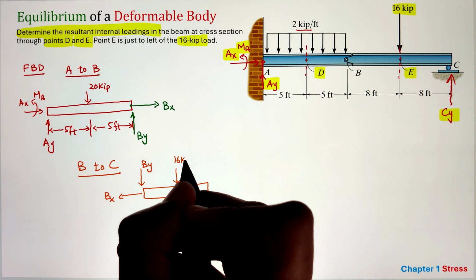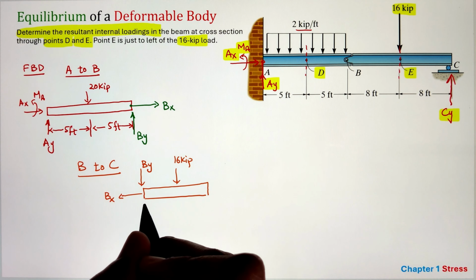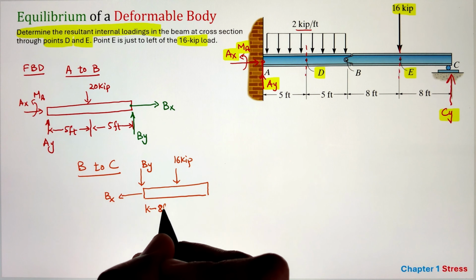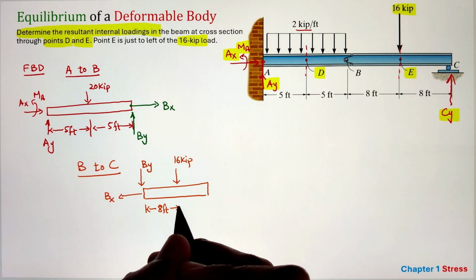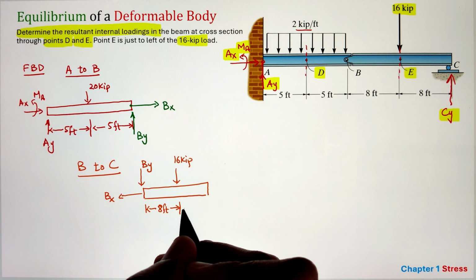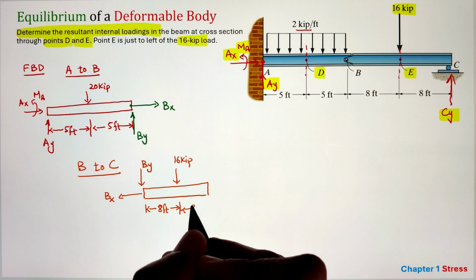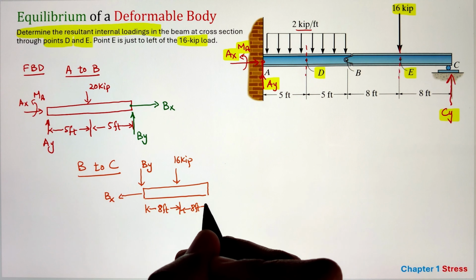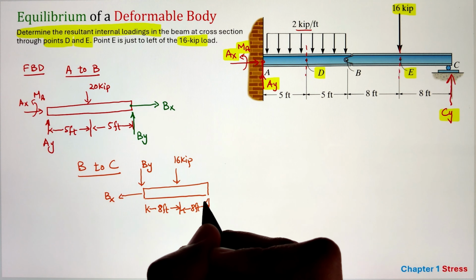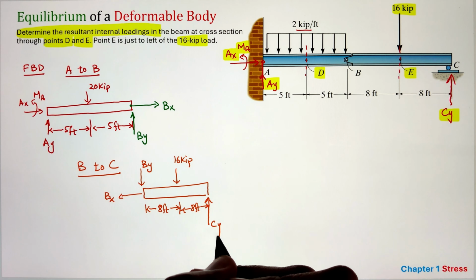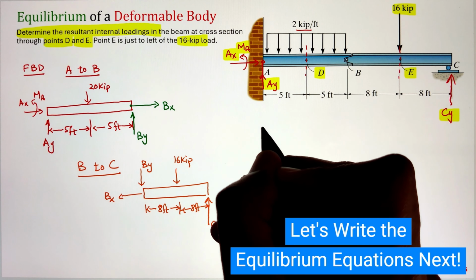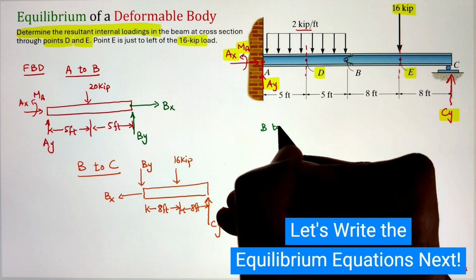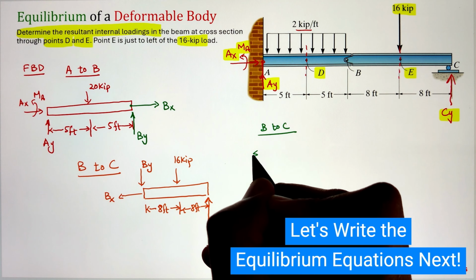Now, on section B to C, I have a point load of 16 kip acting at point E, whereas I have a support reaction at location Cy going vertically upward. Now, once we have developed the free body diagram of the two sections, let's go ahead and apply our equilibrium equation for each one of those sections.